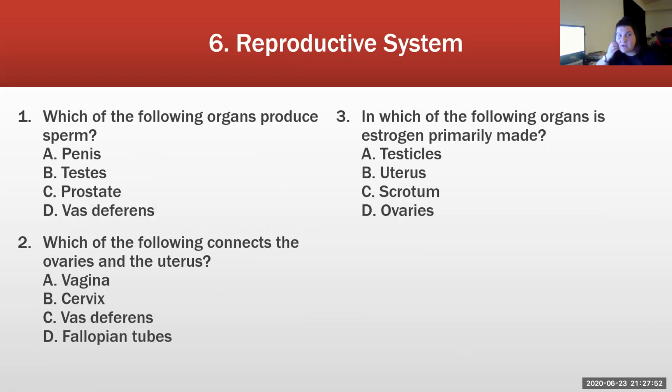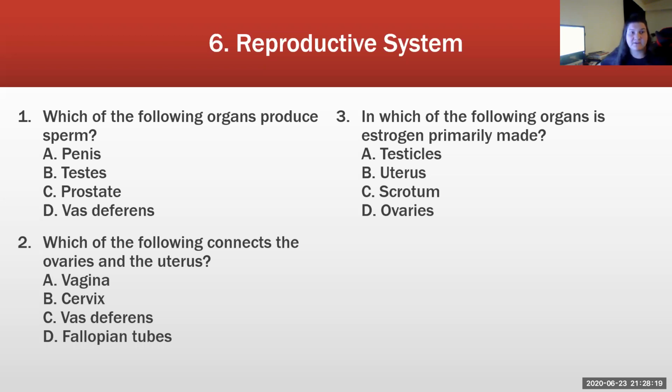Which of the following organs produce sperm? Well, we know and understand that females don't produce sperm. So we're gonna look for something that females don't have: penis, testes, prostate, vas deferens. Well, these are all male reproductive system counterparts, but which one produces sperm? This is the one we're looking for.